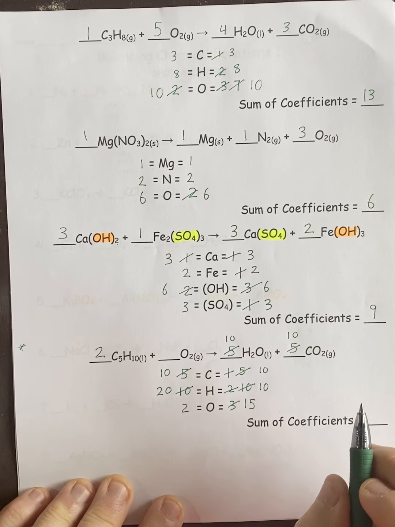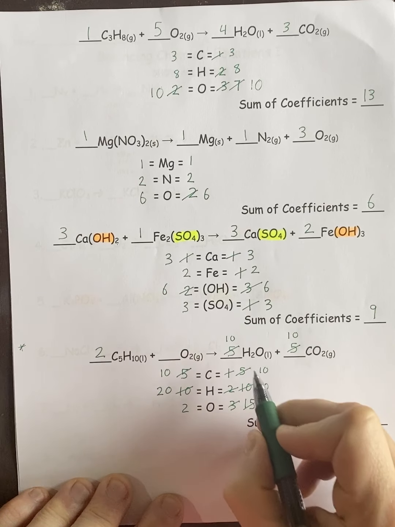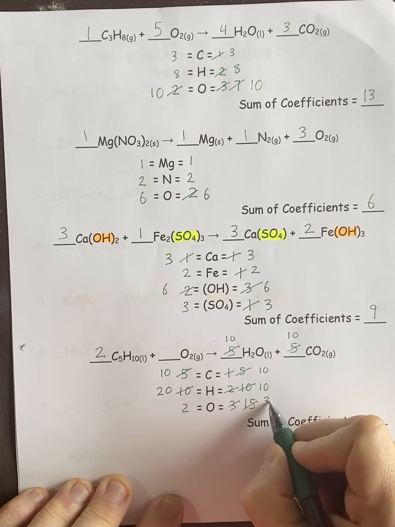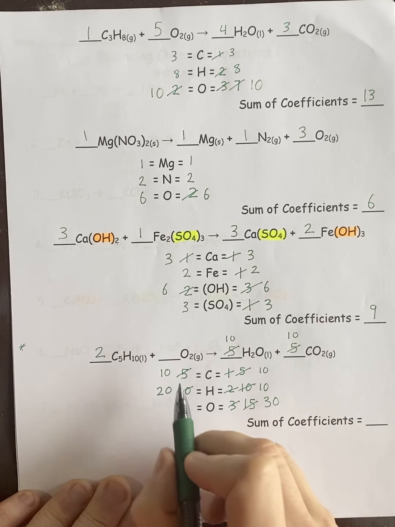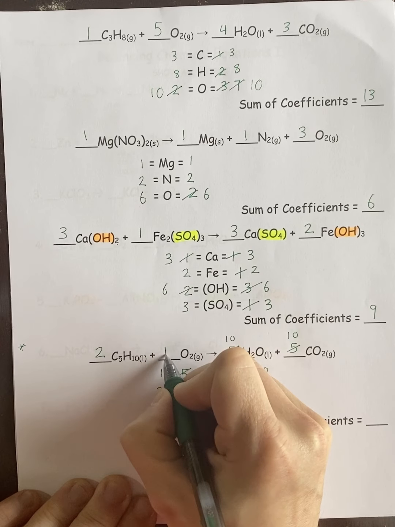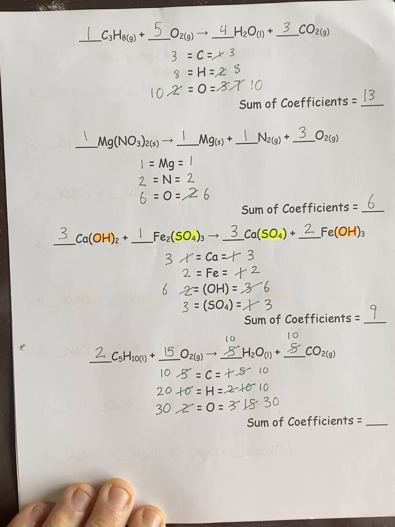Okay. And that is going to double my amount of oxygen as well. So instead of 15, if we count it out, I've got 10 plus 20. I have 30 oxygen. And now if I go back, what times 2 gives me 30? 15 times 2 will give me 30. So sometimes the balancing numbers can be this large, okay?